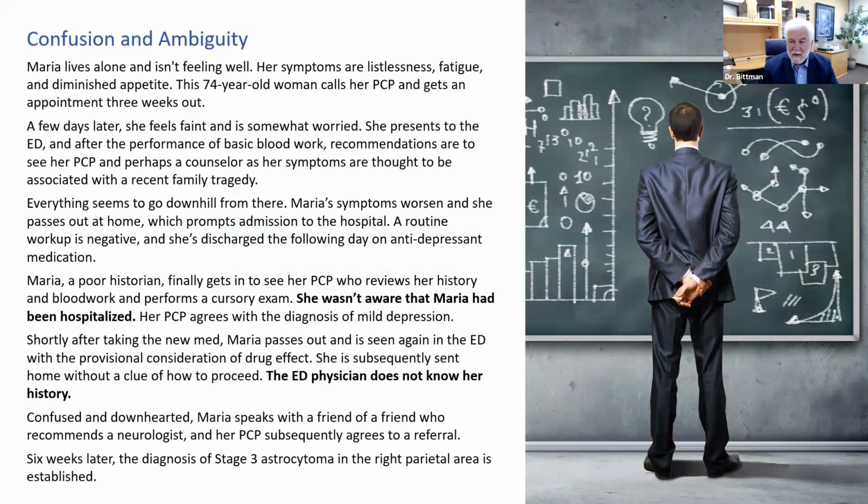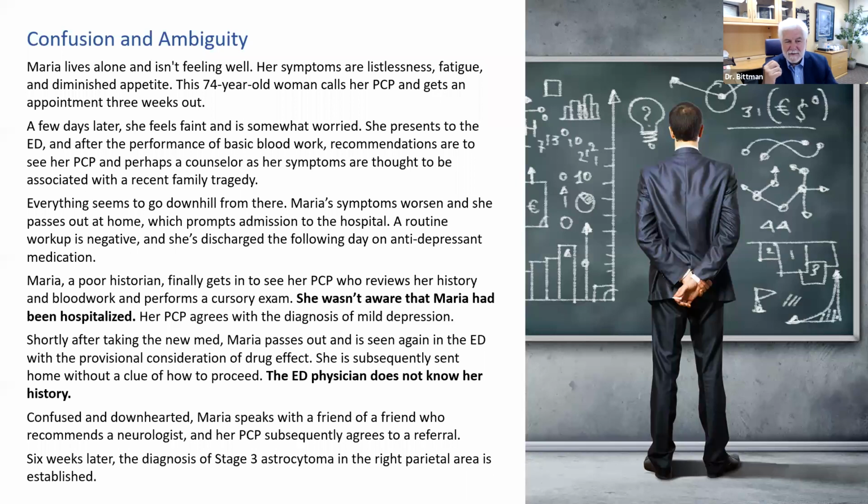There's a lot of confusion and ambiguity, especially with our chronic patients, and I want to share one of them with you. Maria lives alone. She's not doing well. Her symptoms are vague, and you have to realize this is coming from a neurologist. She's listless, she has fatigue and diminished appetite, which if you're looking to develop a differential diagnosis, probably includes 10,000 disorders. She's 74 years old, she calls her PCP and she gets an appointment in 3 weeks.